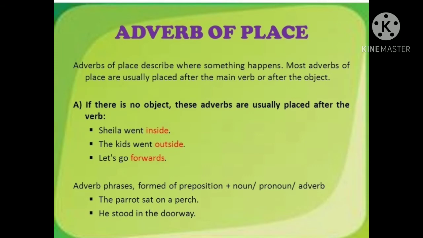Second kind is adverb of place. Adverb of place describes where something happens, and most of the adverbs of place are usually placed after the main verb or after the object. Example, Sheila went inside. Here the word inside is denoting adverb of place. The kids went outside. Third example, let's go forward. So the words inside, outside and forward denote adverb of place.